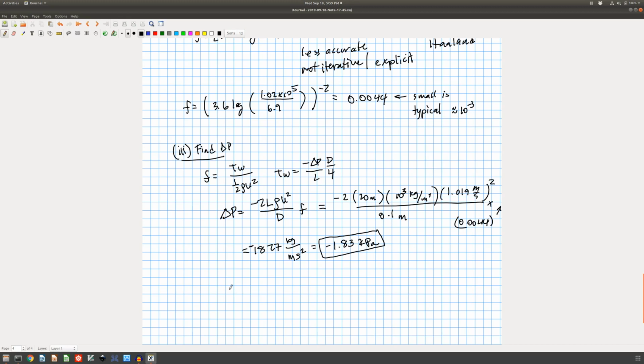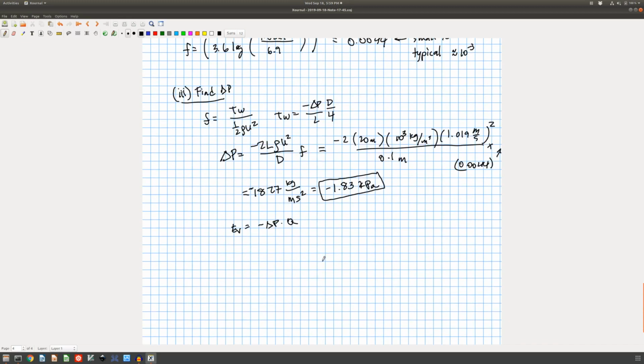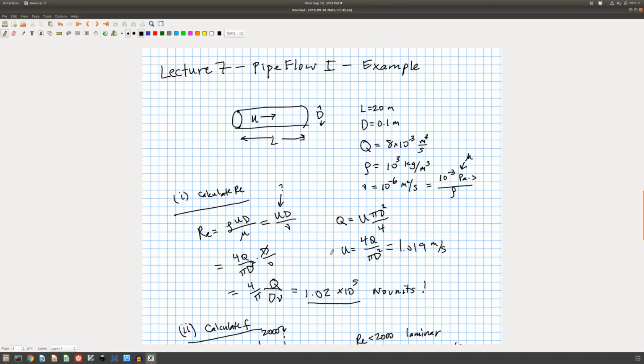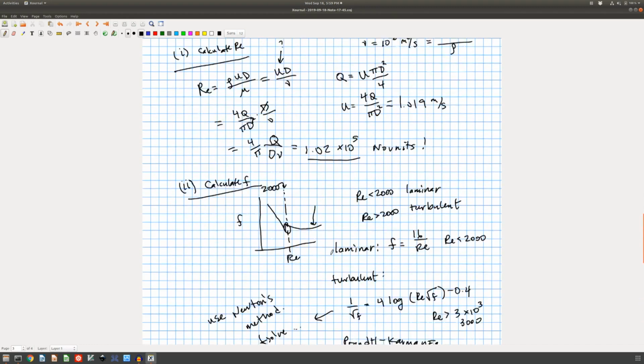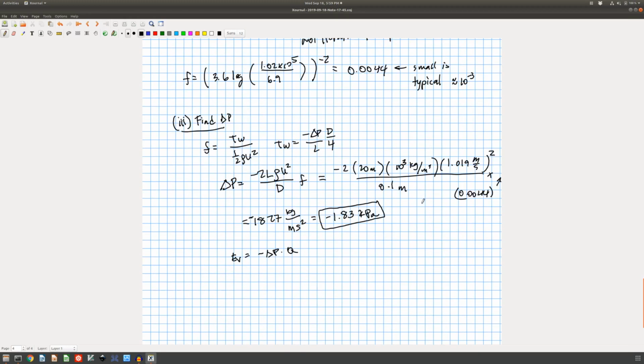And if I wanted to calculate the energy, I could do minus delta P times Q. I'm not going to do that for you, but you can do it. So there's an example of how I calculate pressure drop in pipe flow. If I have something flowing at about 1 meter a second, I would lose about 2 kilopascals of pressure over 20 meters. All right, there you go.